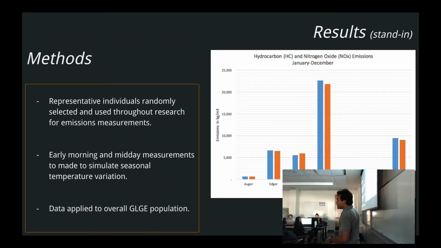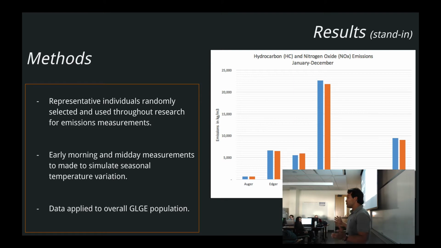Actually, let's talk about the methods first. So I took a census of the equipment used by the landscaping crews. I randomly selected representative individuals from each different type of equipment category, and over a period of 4 weeks, we took the equipment and measured each individual twice during the day, one time in the morning and one time in the evening, during midday, and I'll get into the reason later, and then we applied that emission data back to the overall population.